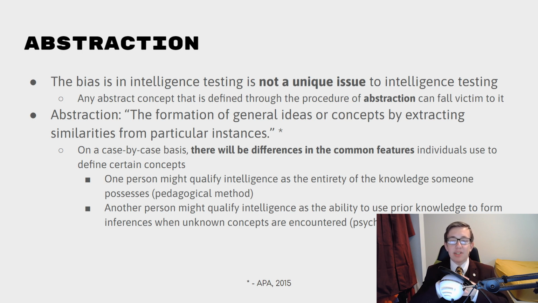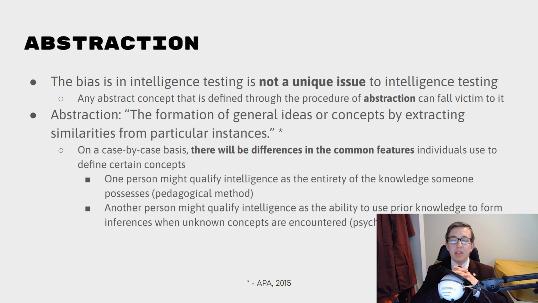And abstraction, as the APA defines it, is the formation of general ideas or concepts by extracting similarities from particular instances. So just remember that on a case-by-case basis, whenever you look at an abstract idea like intelligence or love, there's going to be differences in the common features that individuals use to define these concepts.